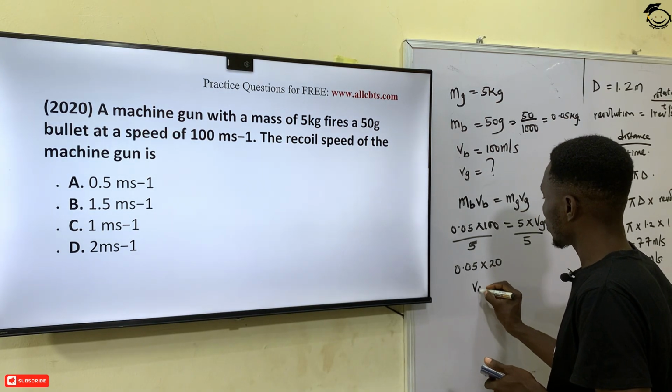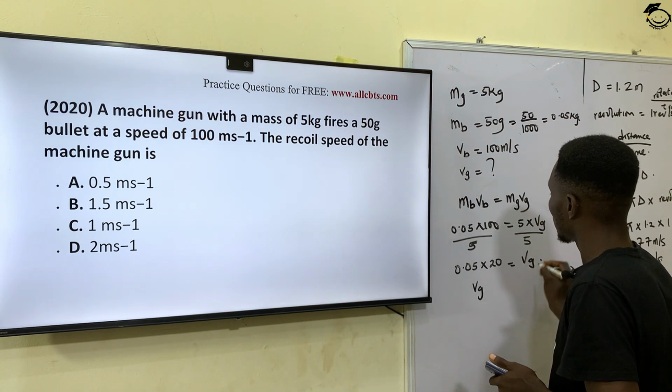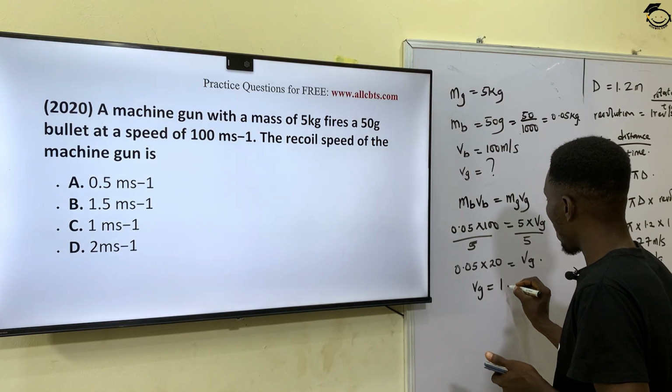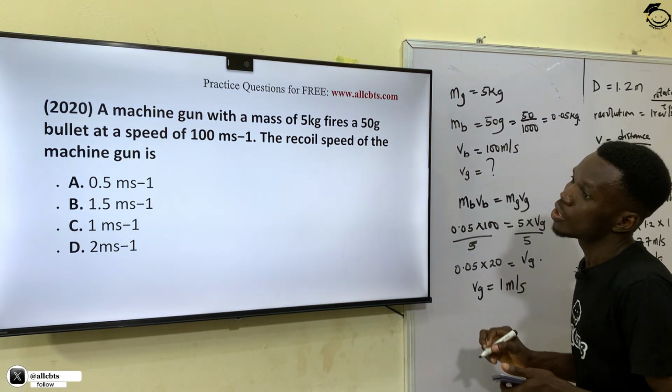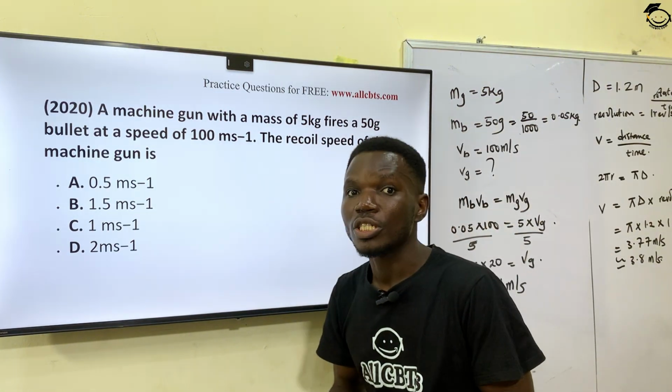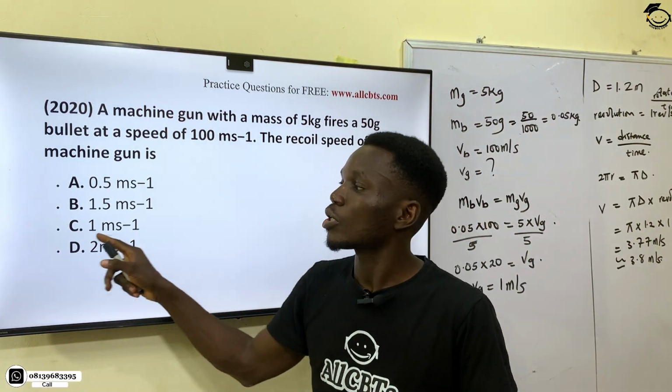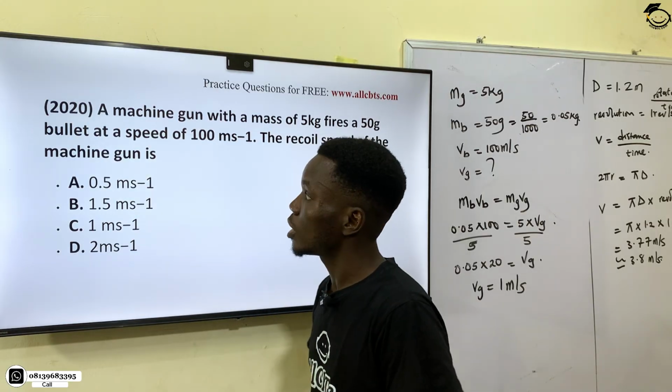This means that the velocity of the gun is equal to 1 meter per second. So the correct answer to this question is 1 meter per second, which is option C. Moving on to the next question.